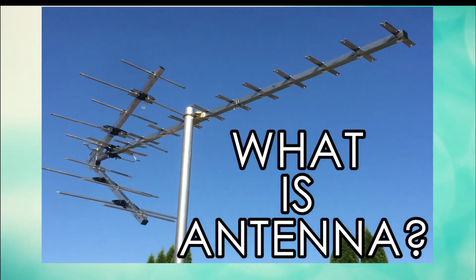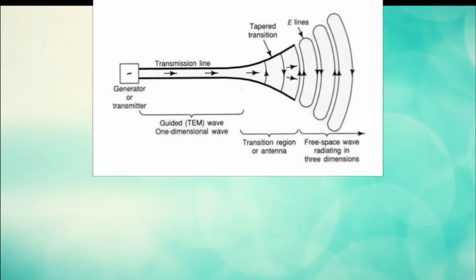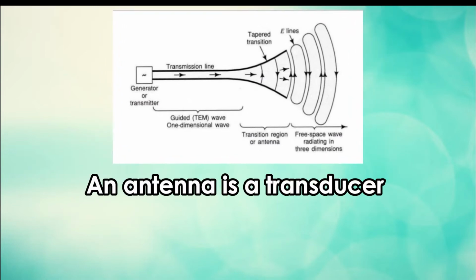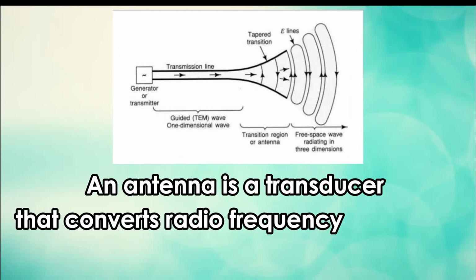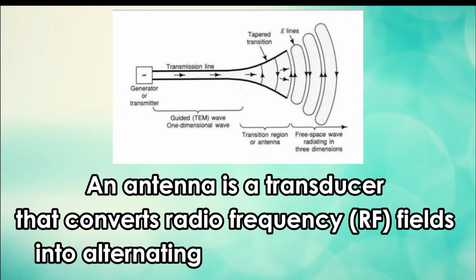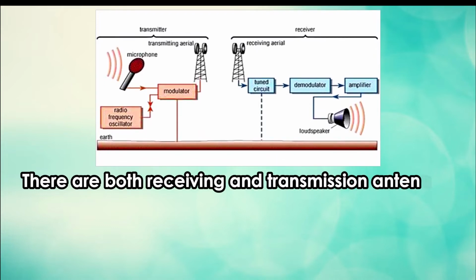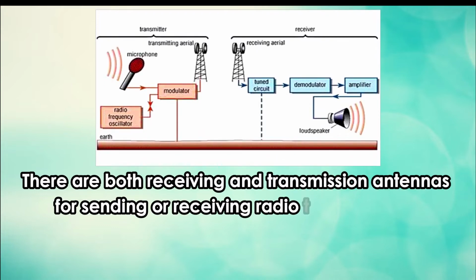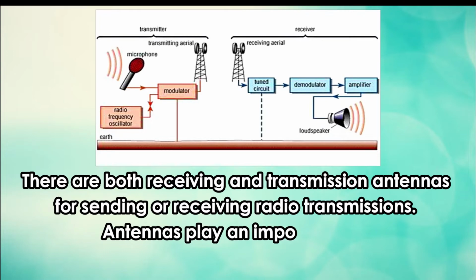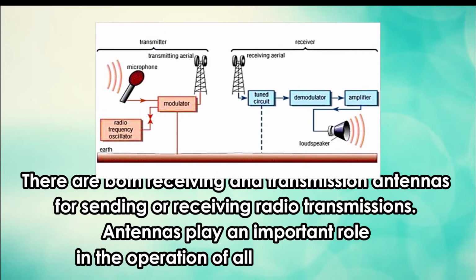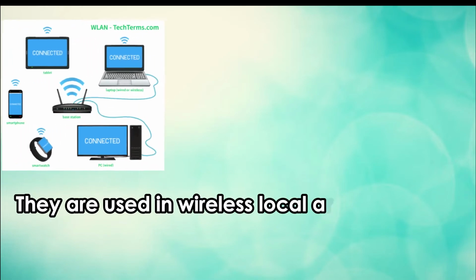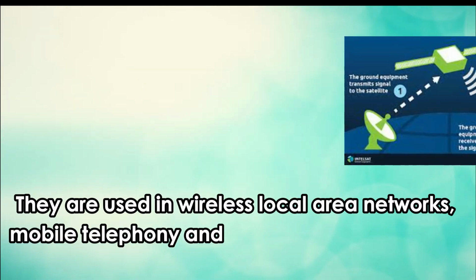What is an antenna? An antenna is a transducer that converts radio frequency fields into alternating current or vice versa. There are both receiving and transmission antennas for sending or receiving radio transmissions. Antennas play an important role in the operation of all radio equipment. They are used in wireless local area networks, mobile telephony, and satellite communication.